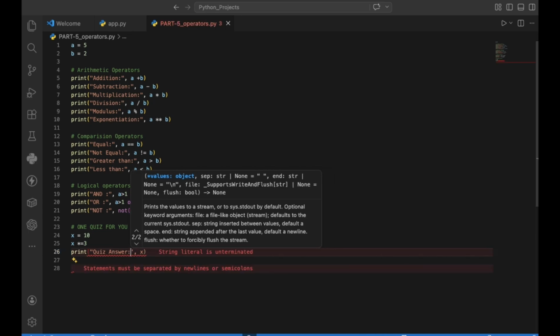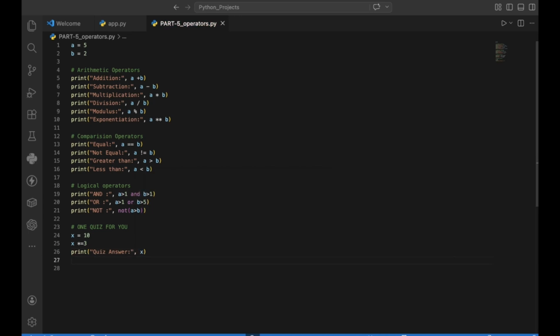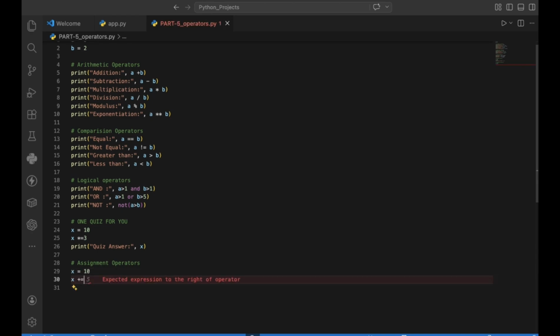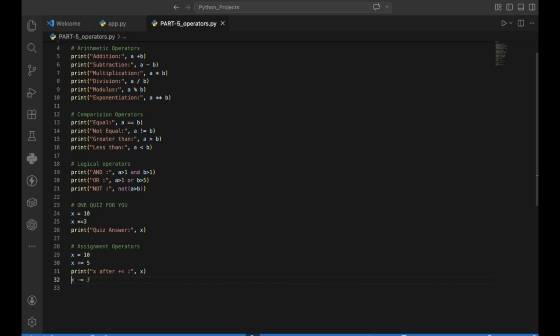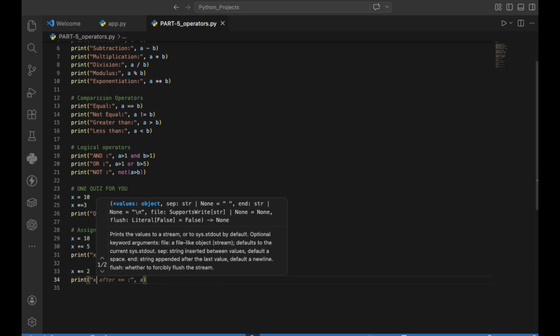Finally, assignment operators. These operators are used to assign values to variables. They also provide shortcuts like plus equal or multiply equal to make the code shorter and more efficient.